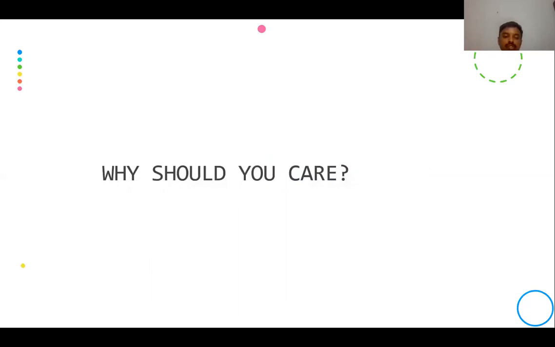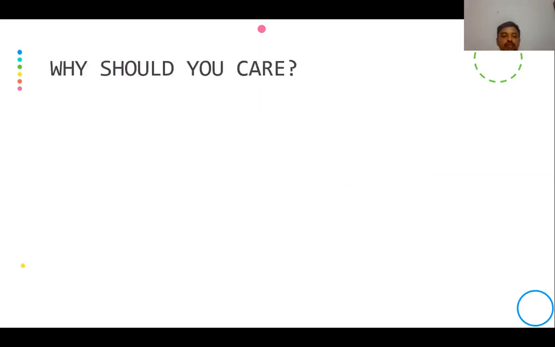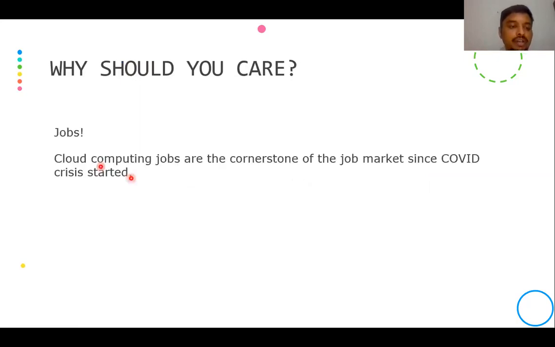Why should you and I care about it? We should care about it because cloud computing is offering a lot of jobs. The cloud computing jobs are the cornerstone of the job market since the COVID crisis started. When millions of people have been losing jobs across the world in different verticals and different businesses, the demand for cloud computing jobs has seen a significant and consistent increase over the last 6 months, right?